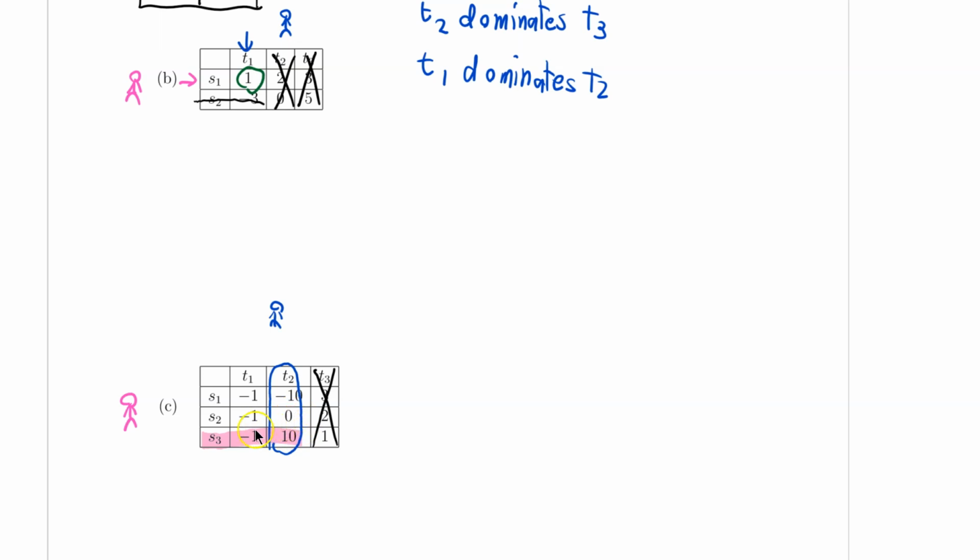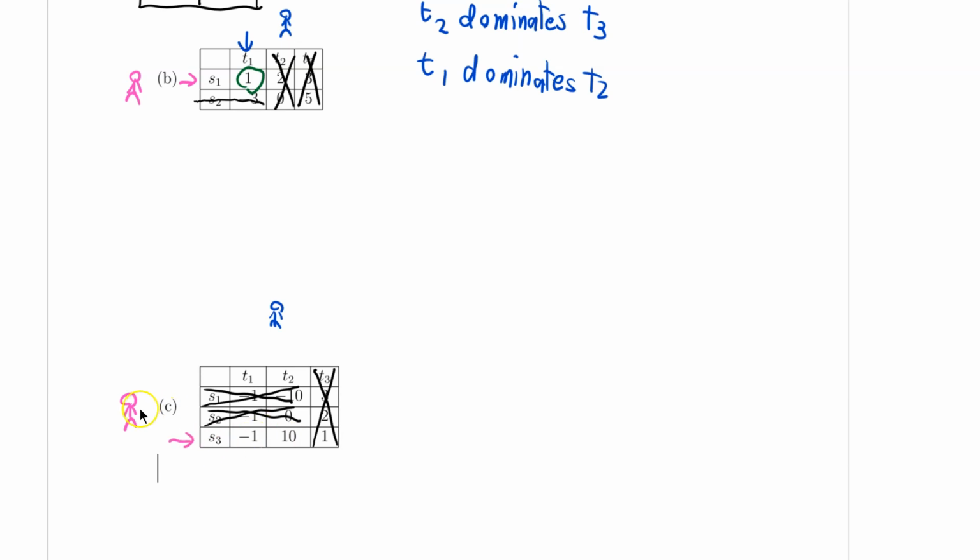So we can see that S3 is going to dominate S1. -1 is the same as -1, and 10 is better than -10, and then -1 is better than -1, and 10 is better than 0. So Alice can now eliminate S1 and S2. That means Alice is going to play S3 for sure.